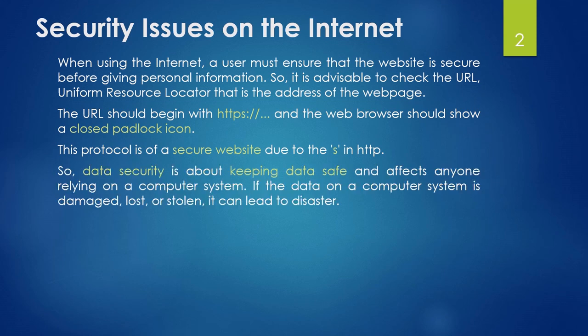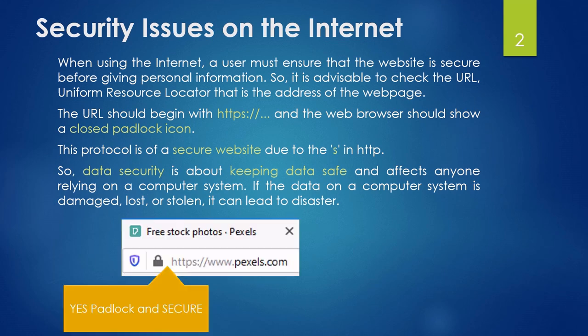So data security is about keeping data safe and affects anyone relying on a computer system. If the data on a computer system is damaged, lost or stolen, it can lead to disaster. So here is a diagram showing the URL where you can see here we have the closed padlock and the HTTPS. Both of them are present, so it means that the website is secure.